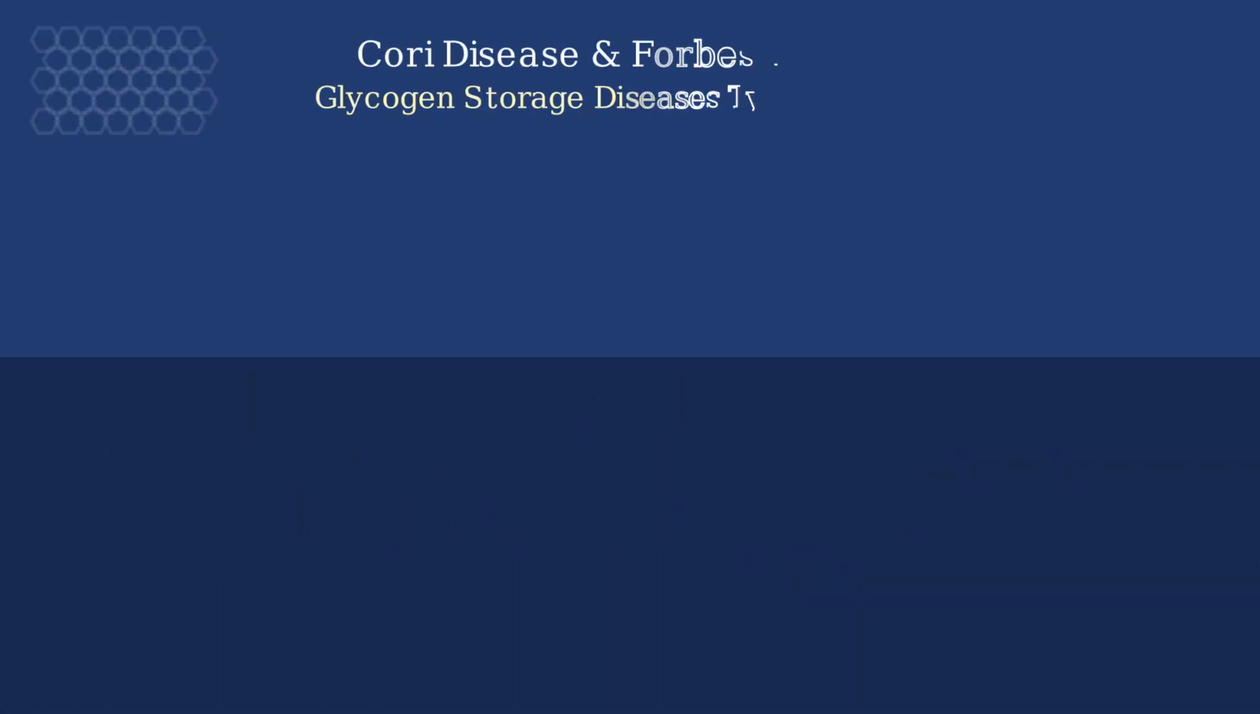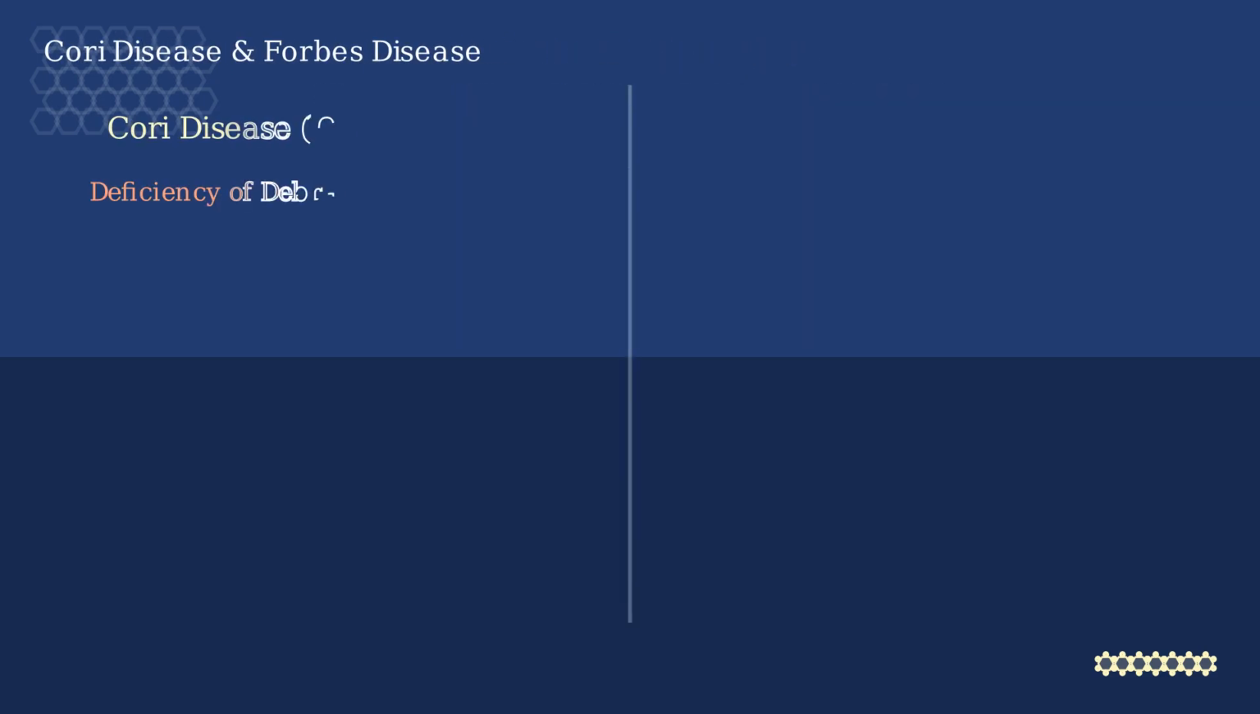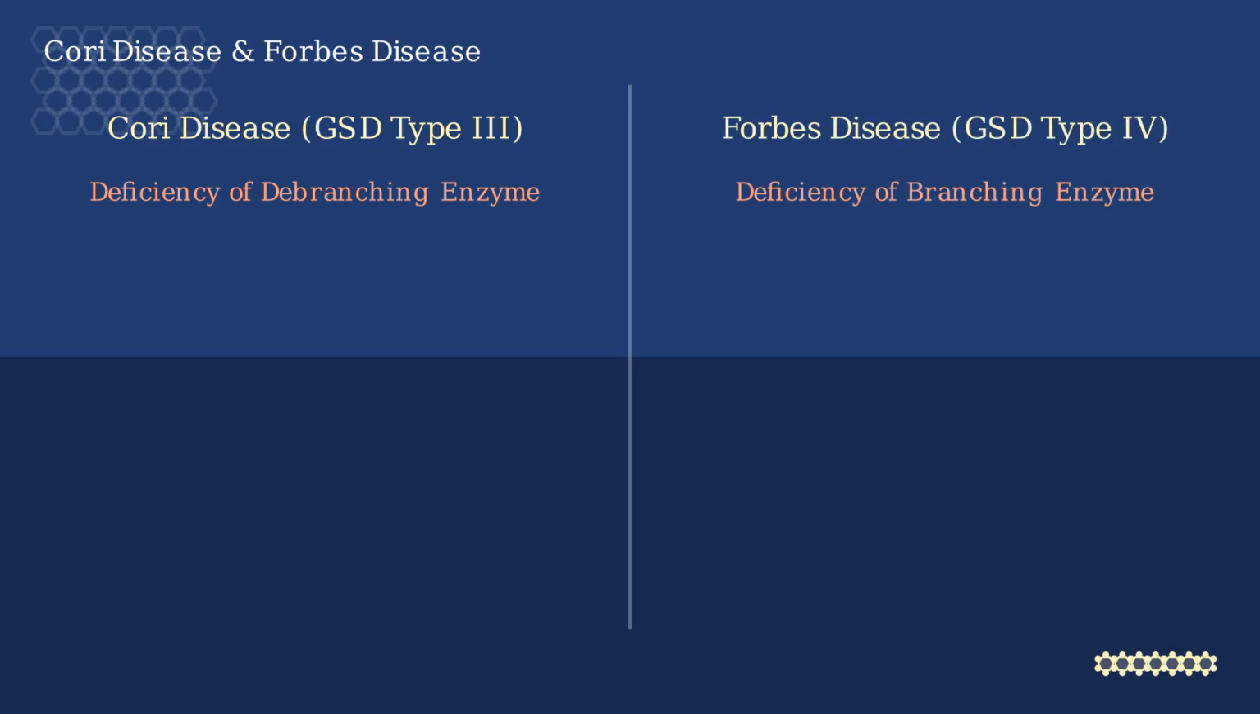Cori disease and Forbes disease are two important forms of glycogen storage disorders. Cori disease, or GSD type 3, involves a deficiency of the debranching enzyme, while Forbes disease, or GSD type 4, results from a deficiency of the branching enzyme.